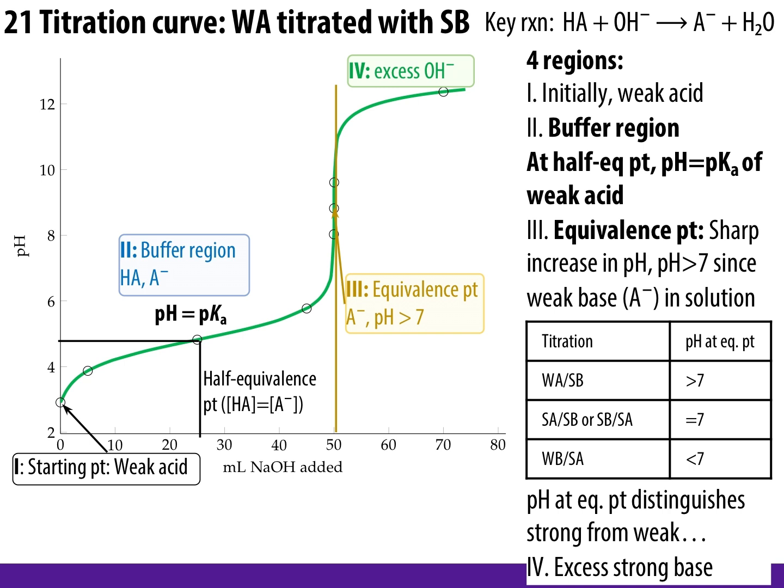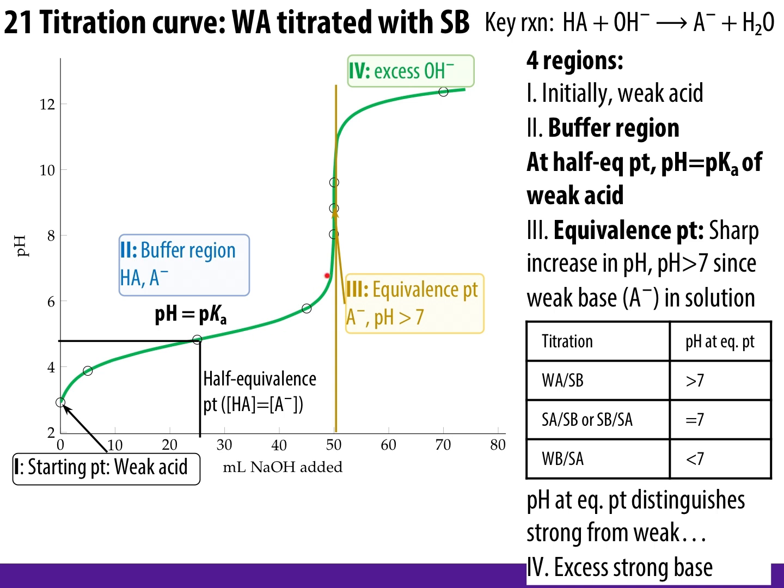This summary slide tries to summarize all the information about the weak acid titrated with strong base curve, because that's the one where you have extra information. In this case, you start with the weak acid, enter the buffer region where the half equivalence point occurs. Equivalence point, halfway there is the half equivalence point, where you're at that best buffering point, and the pH of the solution is equal to the pKa of the weak acid.